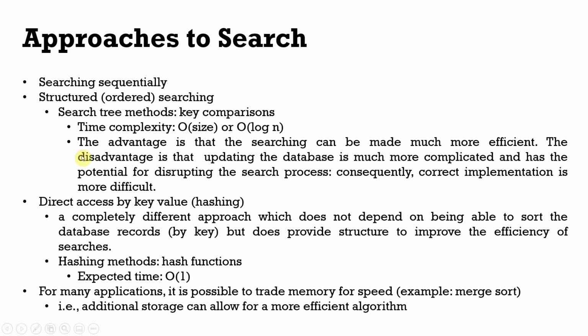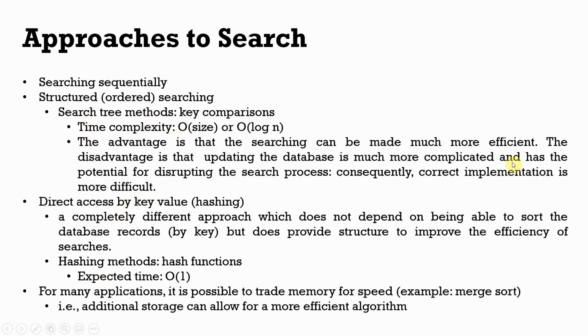The advantage is that searching can be made much more efficient. The disadvantage is that updating the database is much more complicated and has the potential for disrupting the search process. Consequently, correct implementation is more difficult. We saw all about this when we talked about BST, balanced search tree, and we saw how difficult it was to insert or delete items from a BST when the property is violated, and we have to do some resolution for that. So I have to apply some strategies to maintain the properties of BST or AVL or heap or any ordered or partially ordered or fully ordered structure.